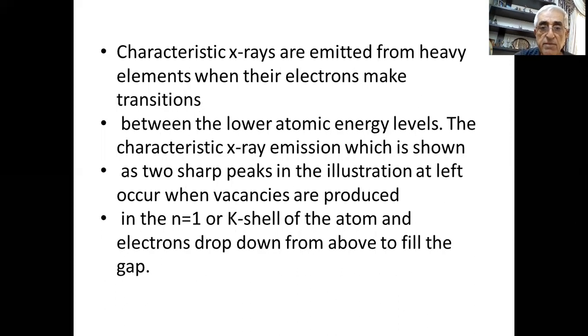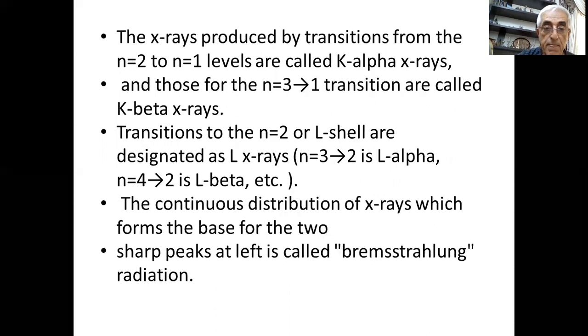Characteristic X-rays are emitted from heavy elements when their electrons make transitions between the lower atomic energy levels. The characteristic X-ray emissions, shown as two sharp peaks in the illustration at left, occur when vacancies are produced in the n = 1 or K shell of the atom, and electrons drop down from above to fill the gap. The X-rays produced by the transition from n = 2 to n = 1 are called K alpha X-rays, and those for the n = 3 to 1 transition are called K beta X-rays.